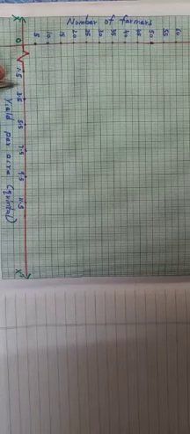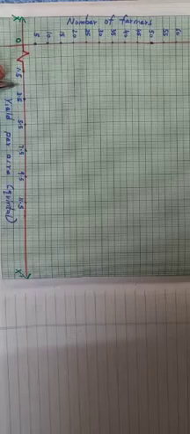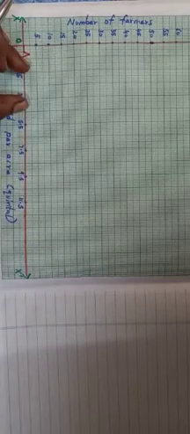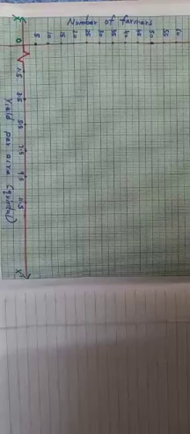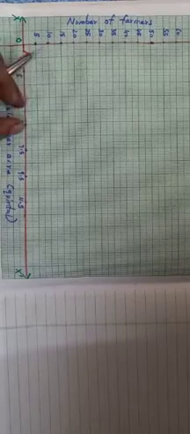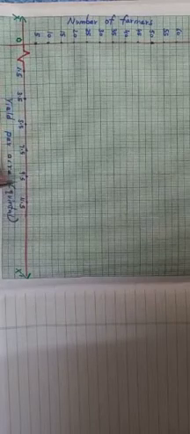So 1 centimeter will be equal to what? It will be equal to 1. See, 2 squares is 2 centimeter, right? So 1 square will be 1. So here the width of each class is 2.